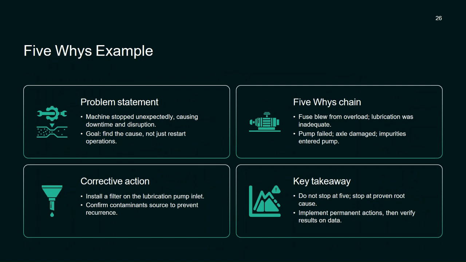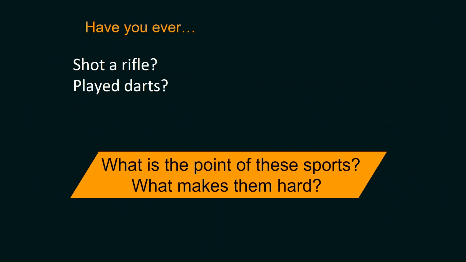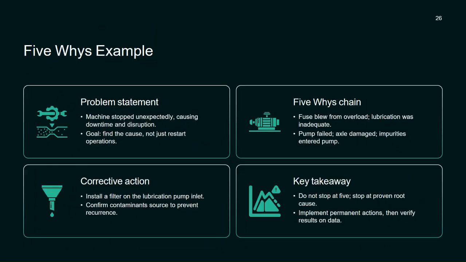So I've got some examples. Problem statement: the machine has stopped unexpectedly, causing downtime. Why? Find the cause, not just restart the operations. There could be many ways. Do corrective actions. So these are the five examples, and start working on them.